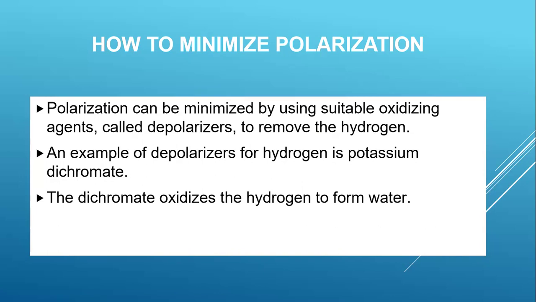An example of a depolarizer for the hydrogen is potassium dichromate, and the dichromate oxidizes the hydrogen to form water. So that's how potassium dichromate works. When it is infused in the hydrogen that is deposited on the copper plate, it oxidizes the hydrogen to form water, and thereby the hydrogen is removed, and hence the simple cell is ready to be used normally.